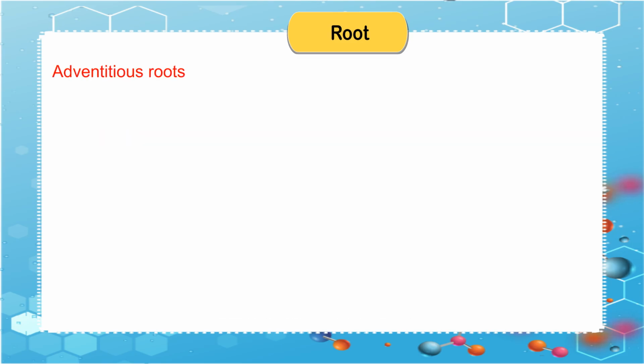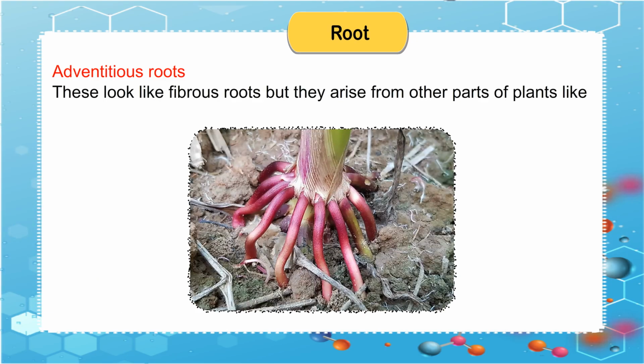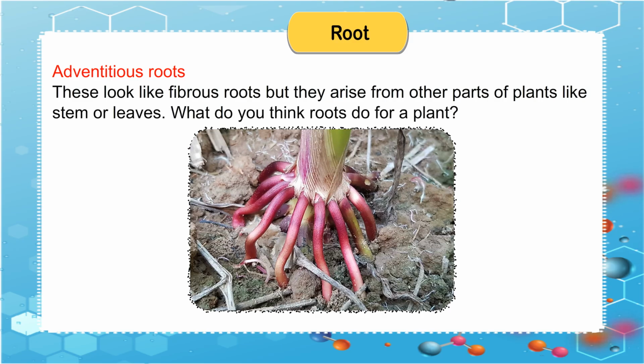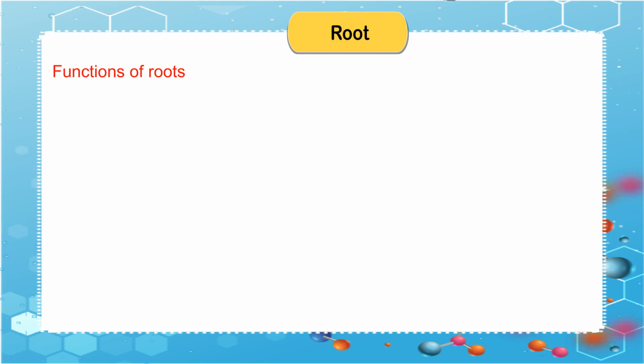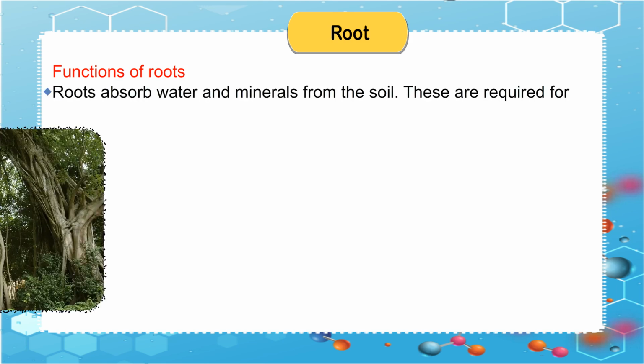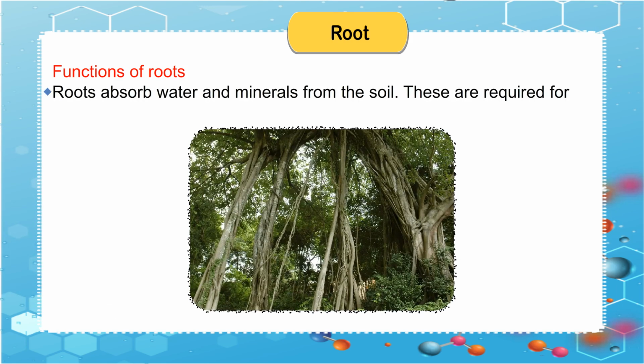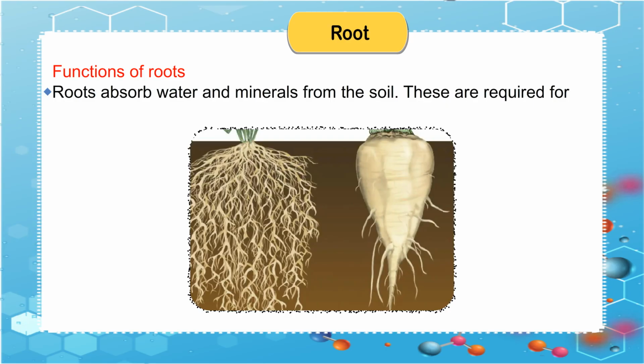By holding on to the soil, roots bind it together and thus prevent soil from being blown away by wind or water. Some roots perform additional functions. Have you observed carrot, radish or turnip? They are roots which store food to use it when needed. They are called modified roots.